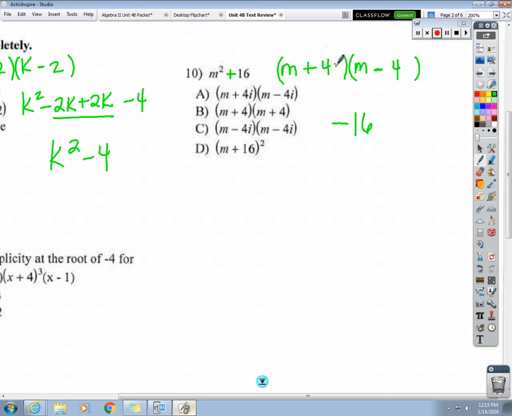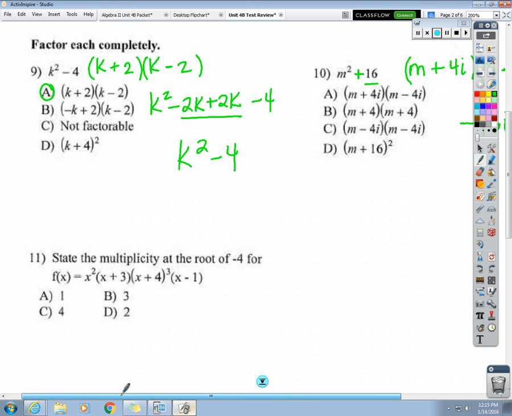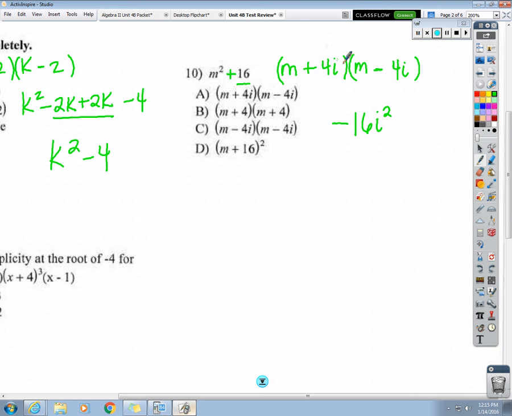So, if you put an i on each one, i times i will be an i squared, and what does i squared equal? Negative 1, which will turn that into a positive 16. Y'all remember that? Okay, so we didn't finish, well, we did finish it. There's the answer, so that is A.